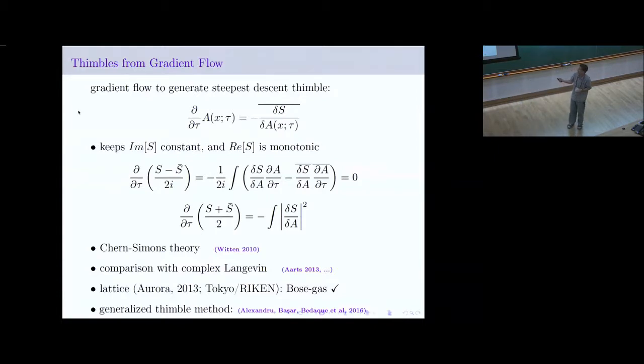So this gradient flow equation, if A is some field, tau is some Langevin time, some flow time along the thimble, this condition will guarantee that the imaginary part of the action is constant, and it will guarantee that the real part of the action flows in a monotonic manner. Okay? So this has been tested in some very beautiful work in Chern-Simons theory. There have been some comparisons with complex Langevin. There's been some preliminary thimble calculations, and we'll hear from Andre, I guess, in a couple of days about a real implementation in some really non-trivial problems. So it's quite promising that this may be a way to attack the second comment that Shailesh made.